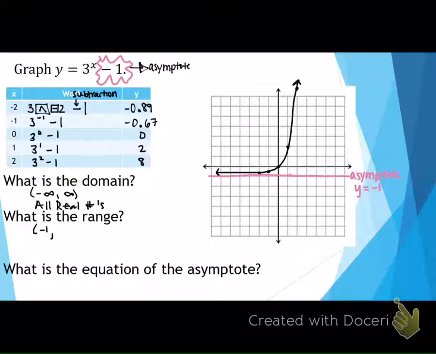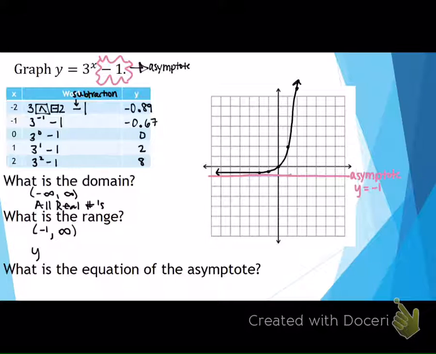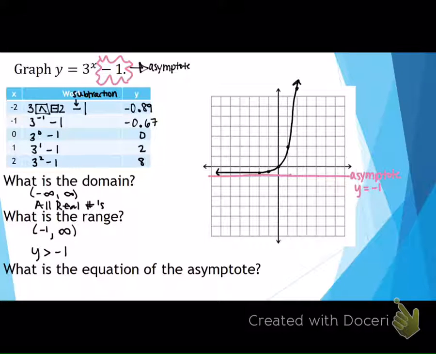But it's not included, and does it go up forever? Yes, it does. So y is greater than -1. Wait, why did you put the 8 above the graph? 8 fits on the graph. Are you counting from the asymptote on accident? I was counting from the other.